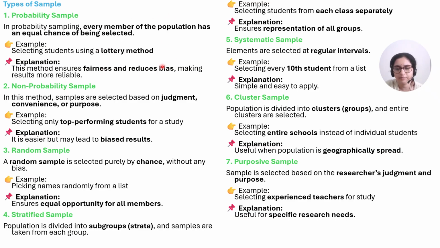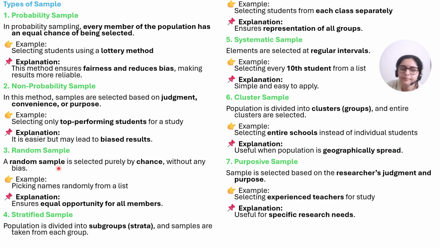Example, selecting students using the lottery method. The lottery method is the best example for probability. It ensures fairness and reduces bias. Non-probability sampling: in this method, samples are selected based on judgment, convenience, and purpose. So the researcher will choose the samples based on whatever factors he has in his mind. Selecting only top performing students of a study is an example. It may lead to biased results. The personal feelings and personal judgments of the researcher will come into play. It will result in bias.